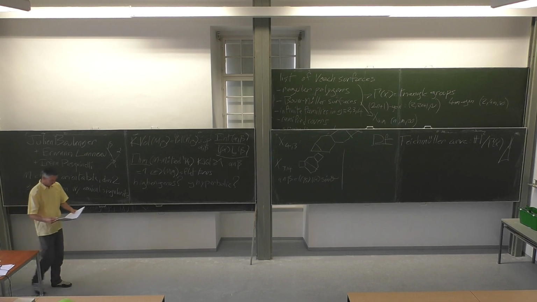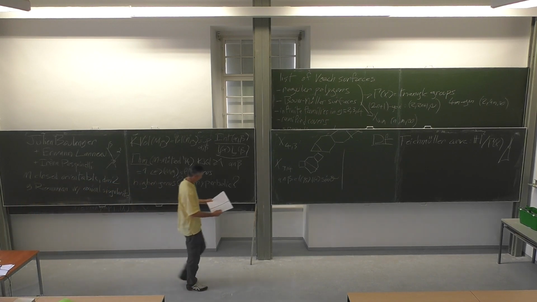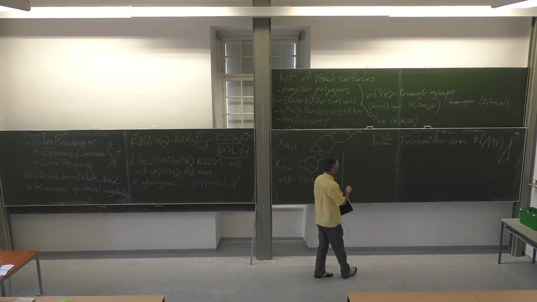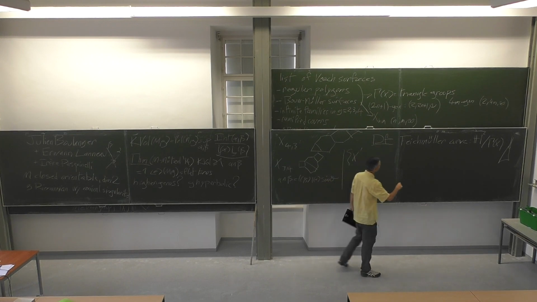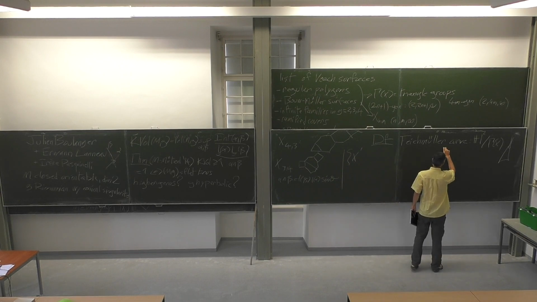I'm going to rewrite what Norbert just said. So I have my translation surface X. I'm going to consider the set of translation surfaces X prime in the Teichmüller curve.